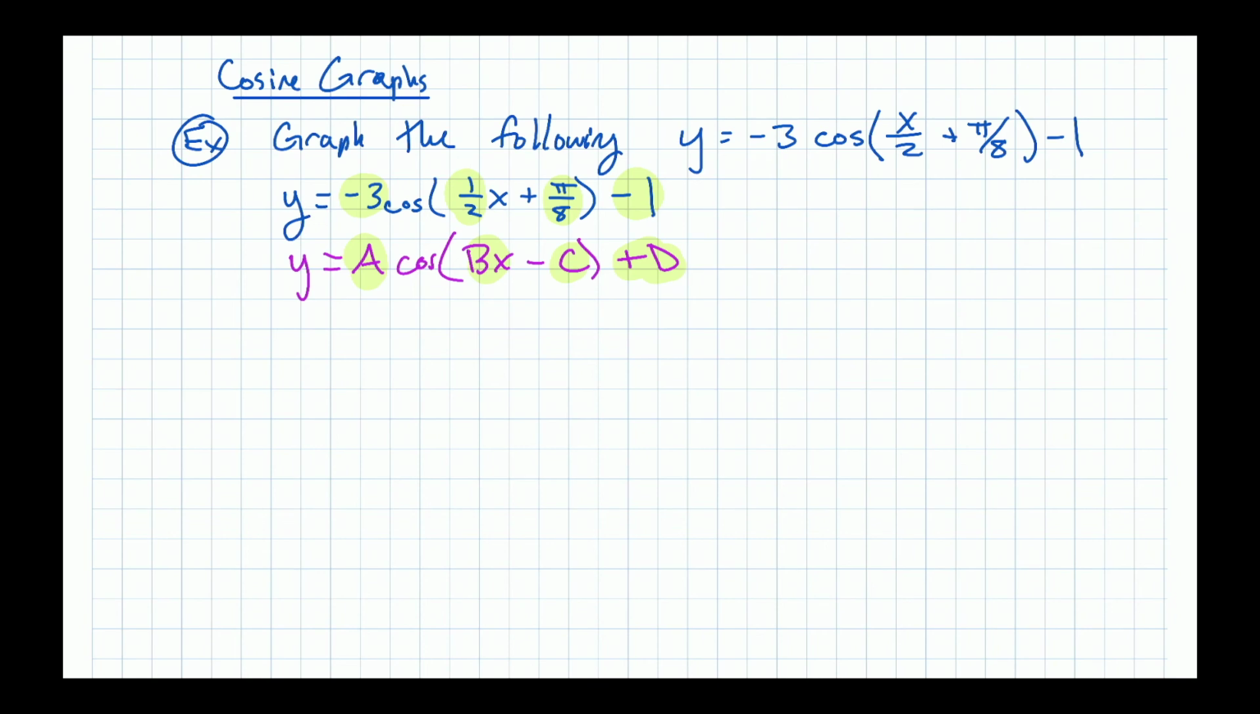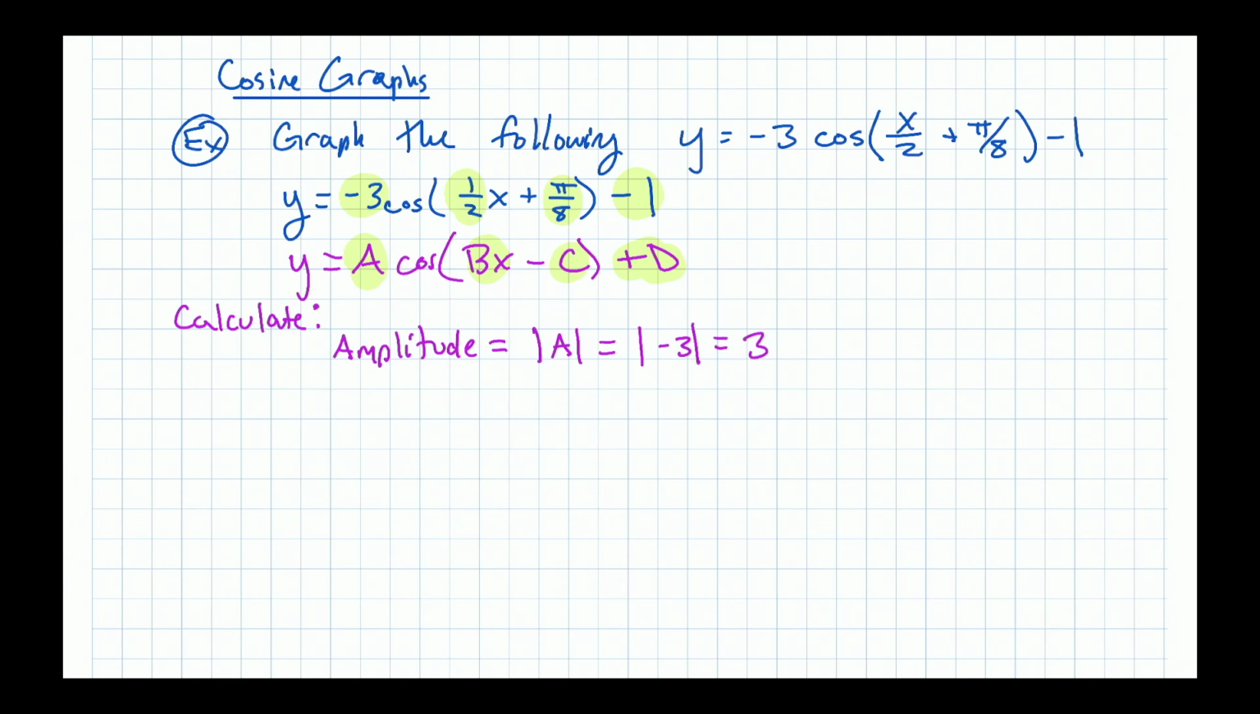Now what you're going to do first on any of these graphing problems is there's a lot of preliminary things you can calculate. So you're going to calculate lots of stuff. What are you going to calculate? Well, you're going to calculate the amplitude for sure. So the amplitude is going to be the absolute value of A. So it's the absolute value of -3, so it's 3.